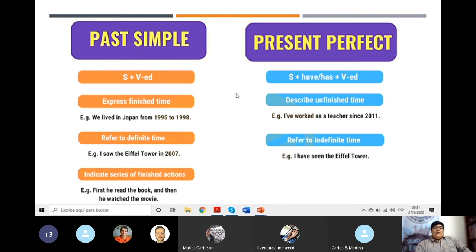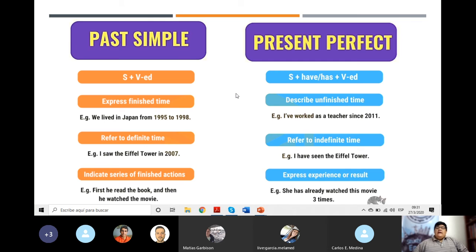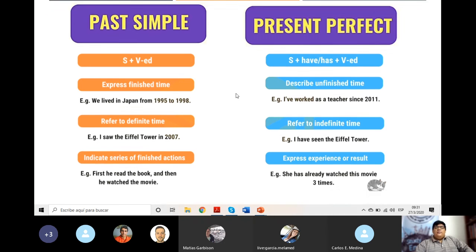And then we have the third use of the past simple, that is to indicate series of finished actions. That is when we have a list of actions, one followed by another. For example, first he read the book and then he watched the movie. And the present perfect is used to express experience or result. Okay, for example, she has already watched this movie three times. Okay, it is a result. This is just a revision. Now I want you to put into practice what you learned last class and what we've just revised.